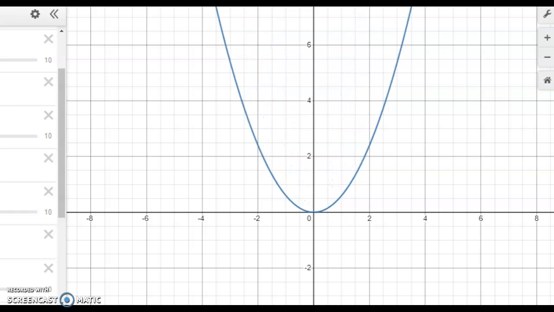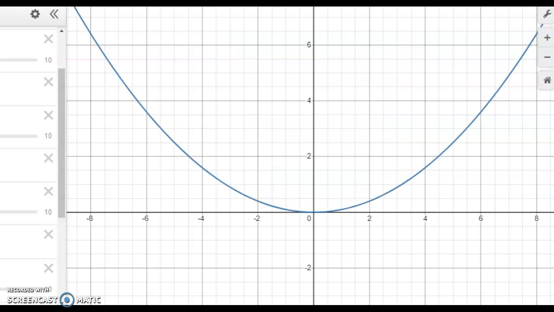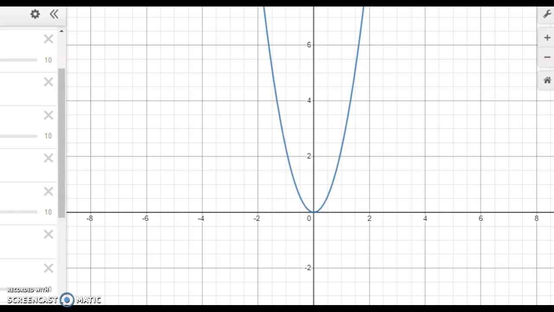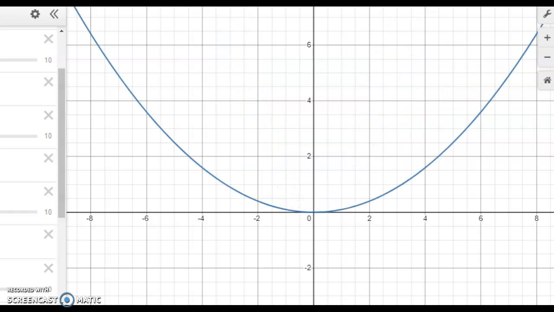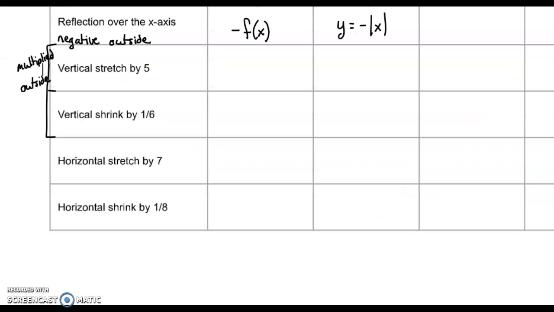Now, a vertical shrink, think about if you have your slime or silly putty in your hand and you squish it, you shrink it by pushing in from the top and the bottom. It squeezes out and it gets wider, and that's what this looks like. So it goes from this to wider. It flattens out. It's less steep. That's a vertical shrink. So shrinks get wider, stretches get steeper.